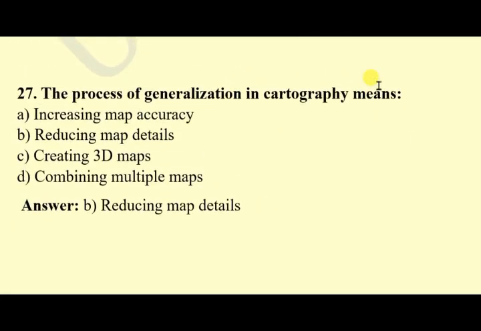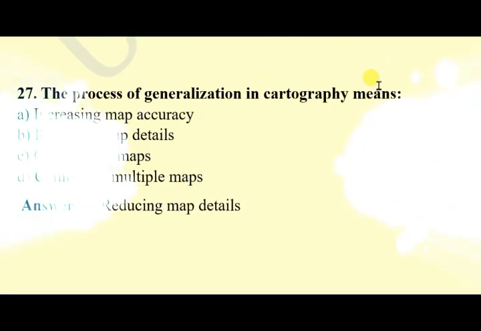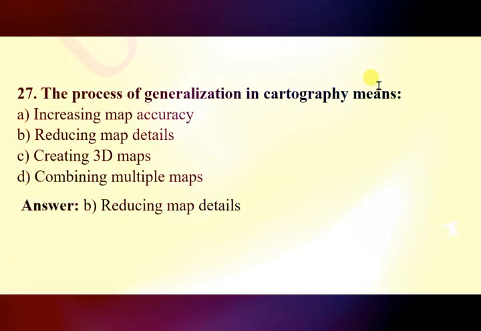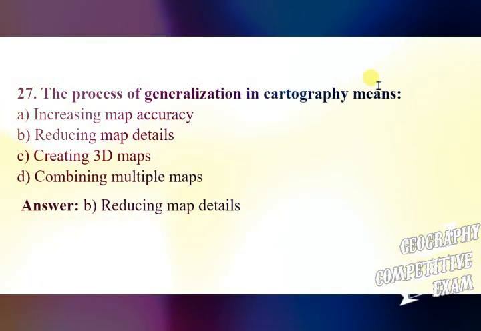Question number 27. The process of generalization in cartography means increasing map accuracy, reducing map details, creating 3D maps, combining multiple maps. Here the right answer will be reducing map details.